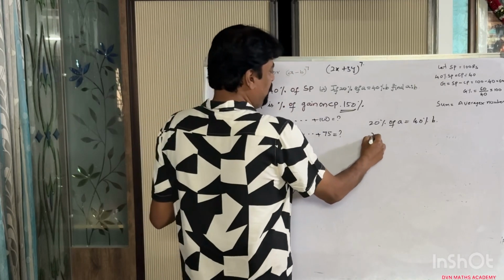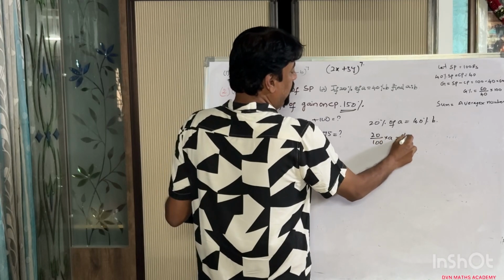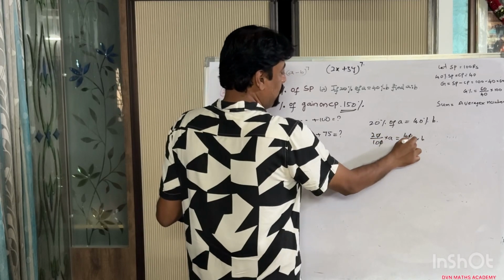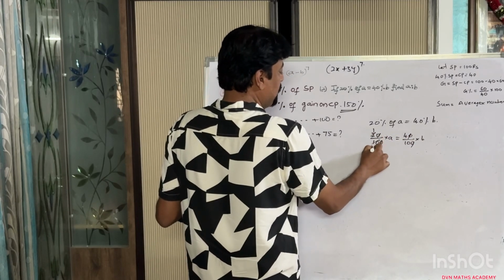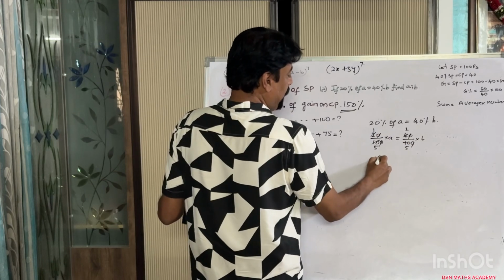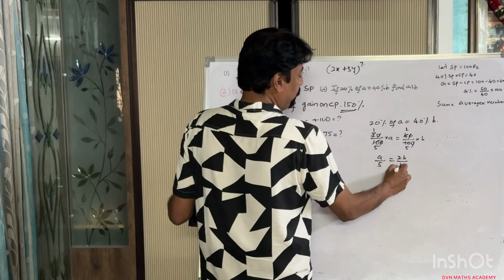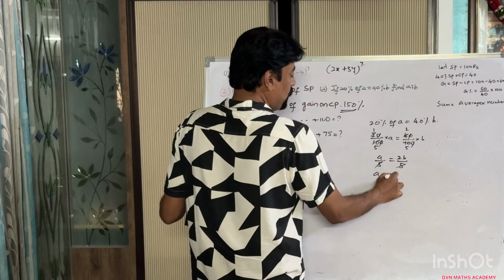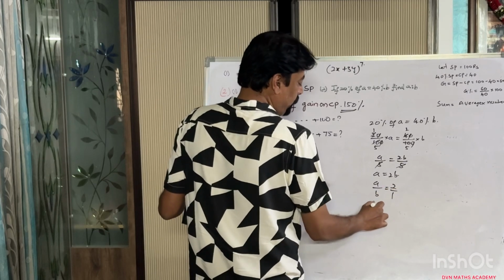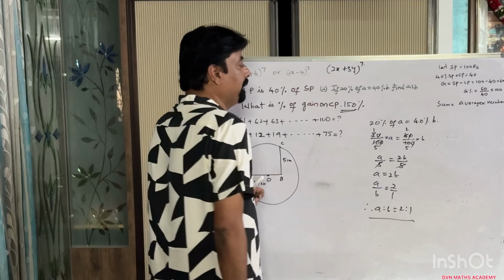Then 20% of B means 20 by 100 into A is equal to 40 by 100 into B. So 0, 0 cancel, 0, 0 cancel, 2 1s are 2, 2 5s are 10, here 2s and 5s. So I got A by 5 is equal to 2B by 5. So 5 cancel, A is equal to 2B, then A by B is equal to 2 by 1. Therefore, A is to B is equal to 2 is to 1. So this is the solution of the given question.